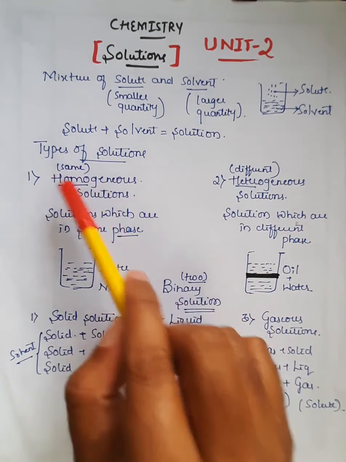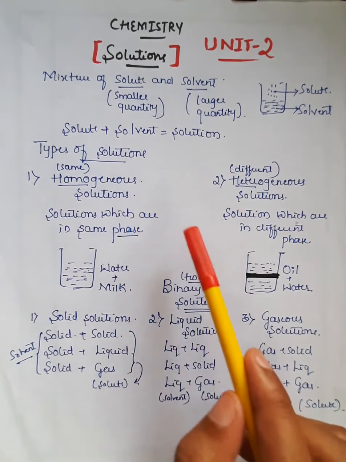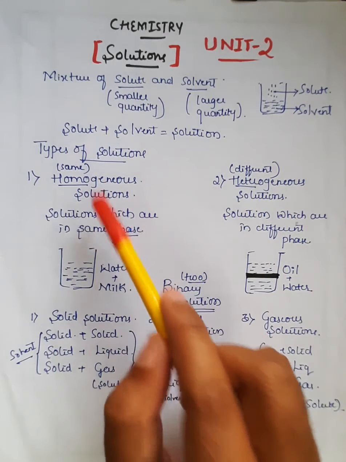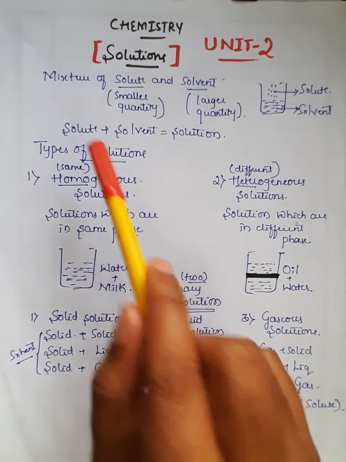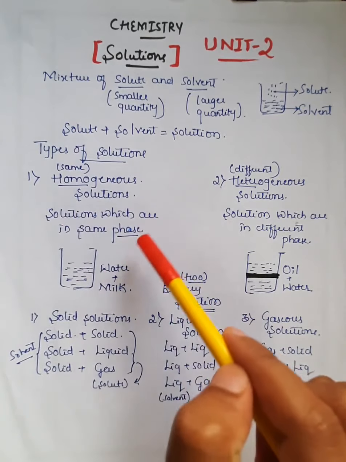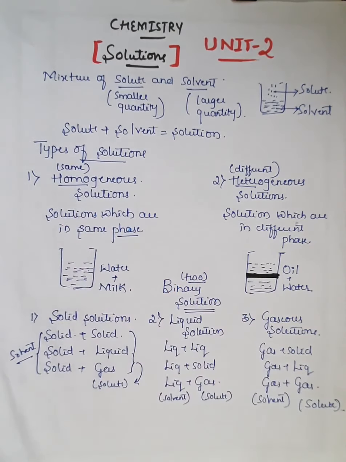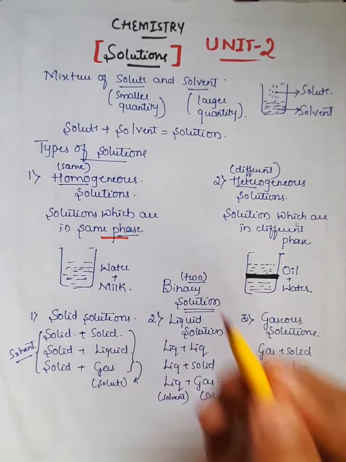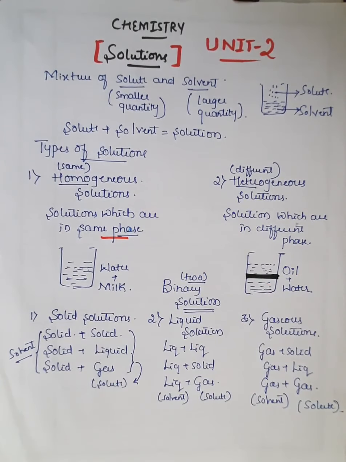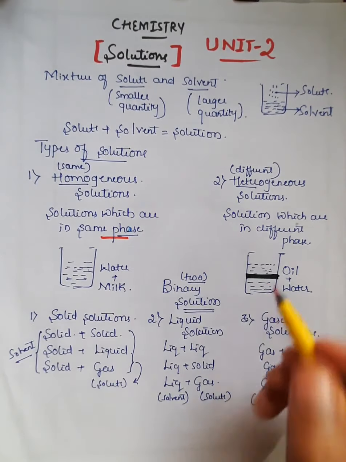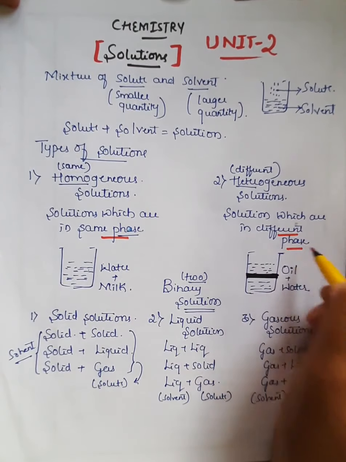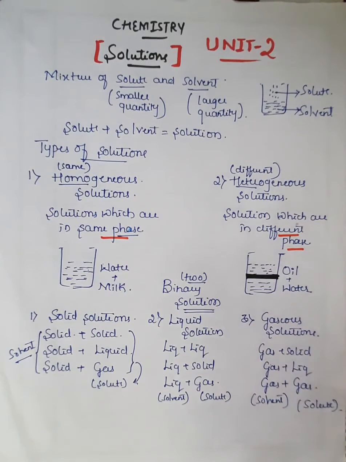Therefore the homogeneous solutions are the solutions in which both the components, solute and solvent, are in the same phase or in a single phase. These are generally recognized as homogeneous solutions. And the solutions in which the two components are in different phases are generally recognized as heterogeneous solutions, right?